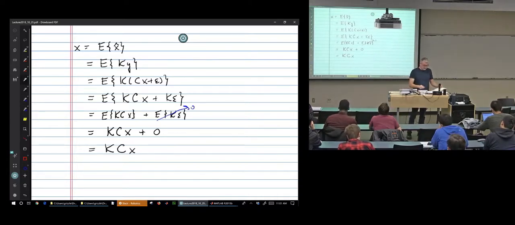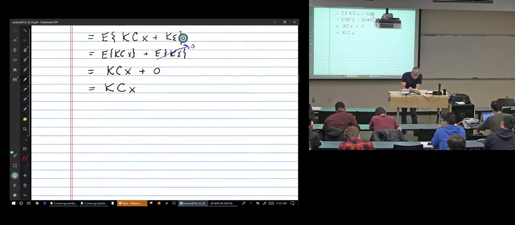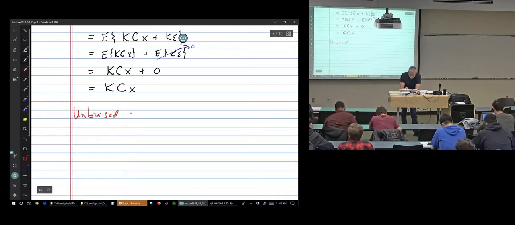Yeah, it's got to be the identity, okay? So we have this unbiased if and only if X equals KC times X. So that's a constraint when we choose this gain, and that's not an X dot, okay?